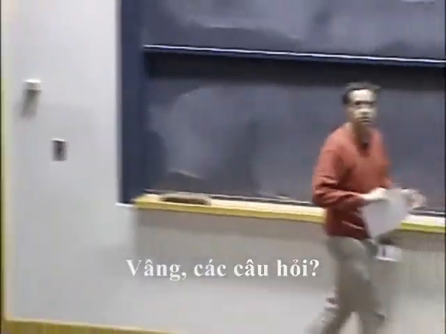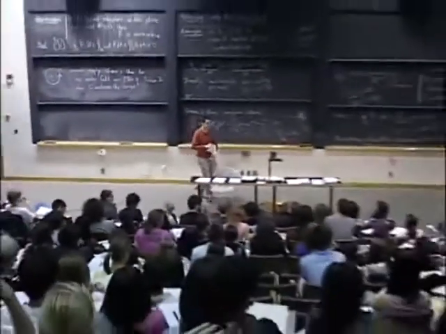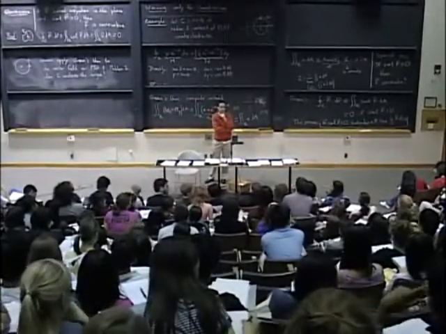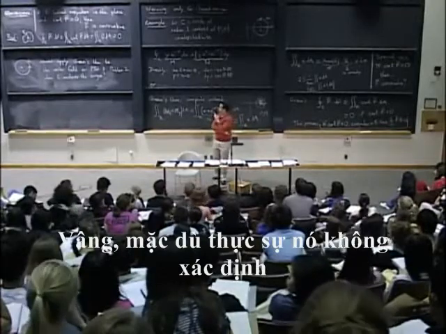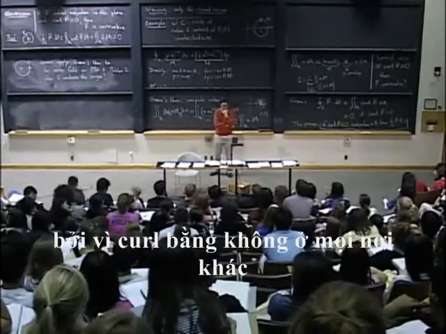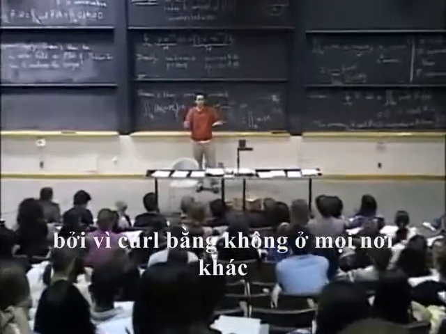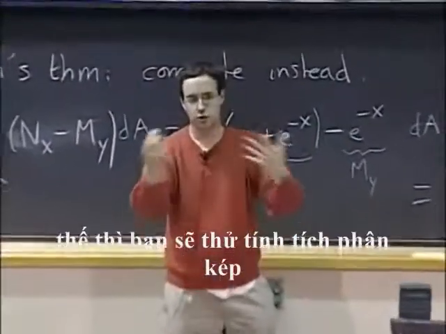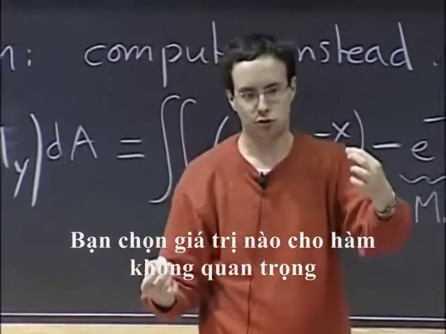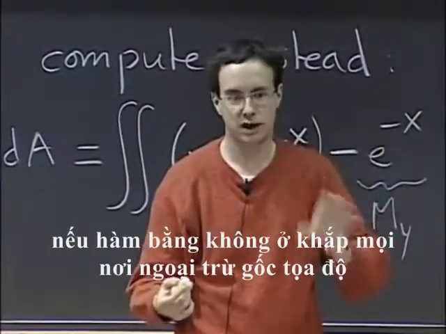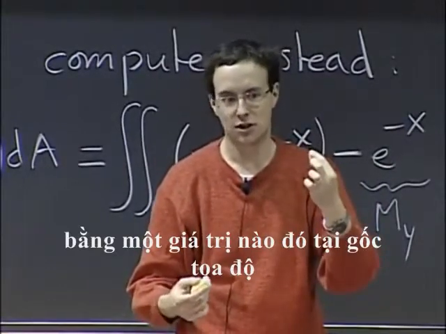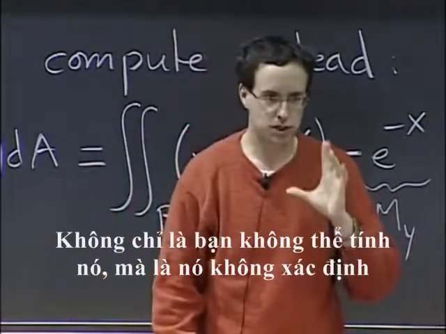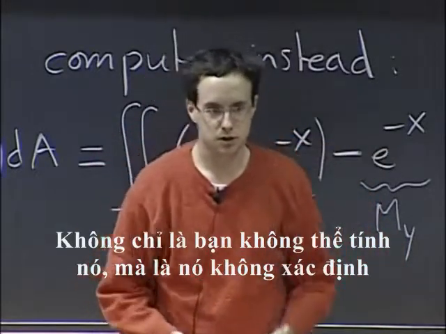Okay, any questions? Yes? But since we know the work that we do, can we find the curl of F at that point? Well, actually it's not defined, because the curl is 0 everywhere else. If the curl was well defined at the origin, you would try to then take the double integral. Well, no matter what value you put for a function, if you have a function that's 0 everywhere except at the origin and some other value at the origin, the integral is still 0. So it's worse than that. It's not only that you can't compute it, it's really that it's not defined.